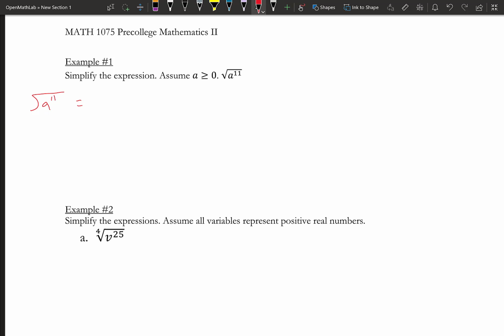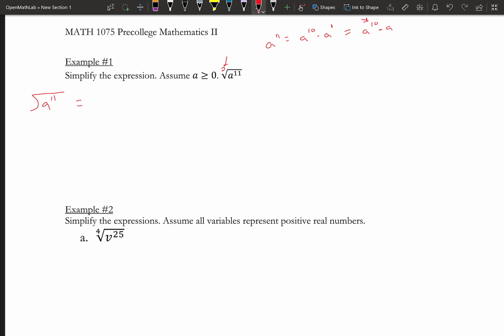Since the index is 2, I want to think about what's the biggest number that is a multiple of 2 that's less than 11. In other words, it'd be 10. So a to the 11th, I could rewrite as a to the 10th times a to the first power, or in other words, just a to the 10th times a. And the reason why I'm thinking about getting that to be the biggest multiple of 2 that I can is because that's going to be how it'll reduce down.